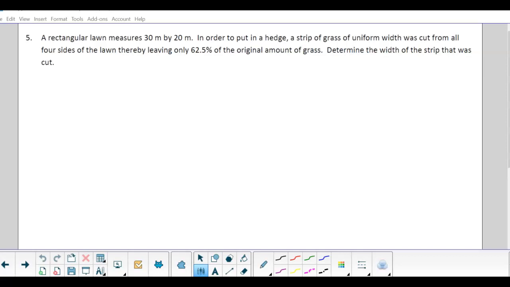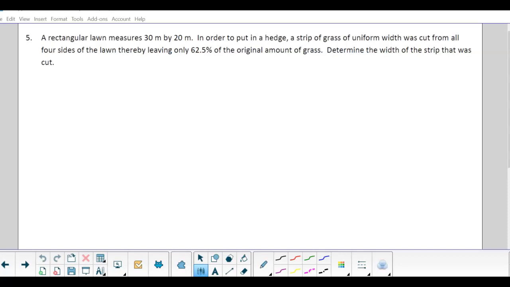Okay, so we're continuing on with applications of quadratic equations. So we've gotten some applications involving area. Okay, so here's another one. It says a rectangular lawn measures 30 by 20.